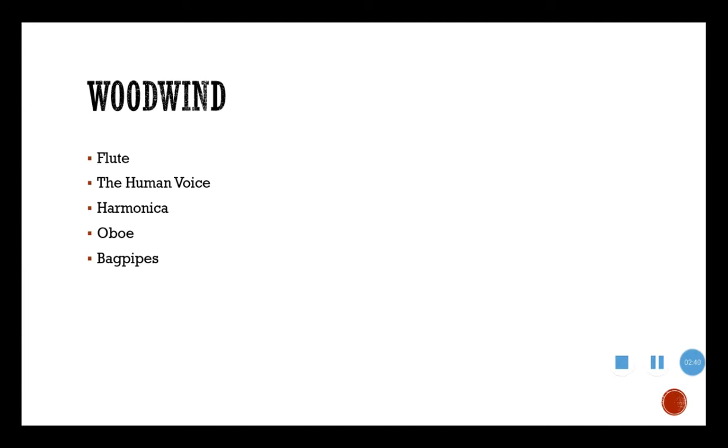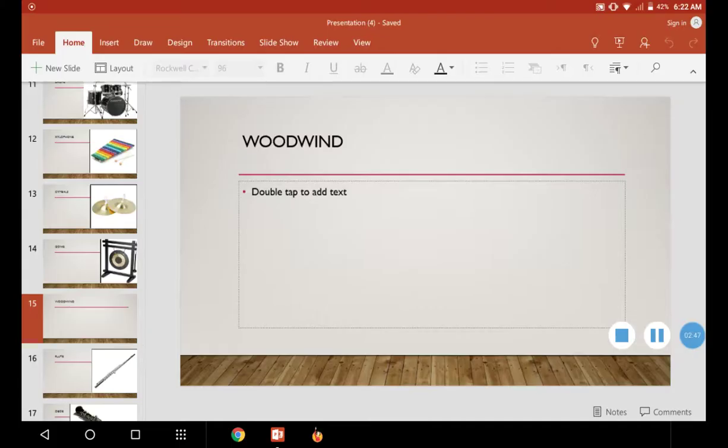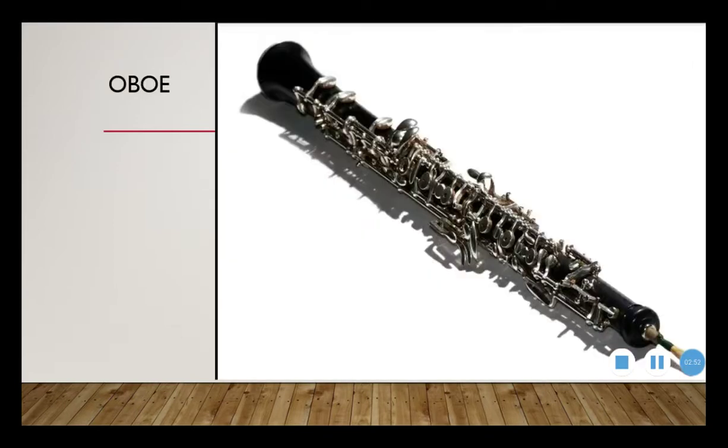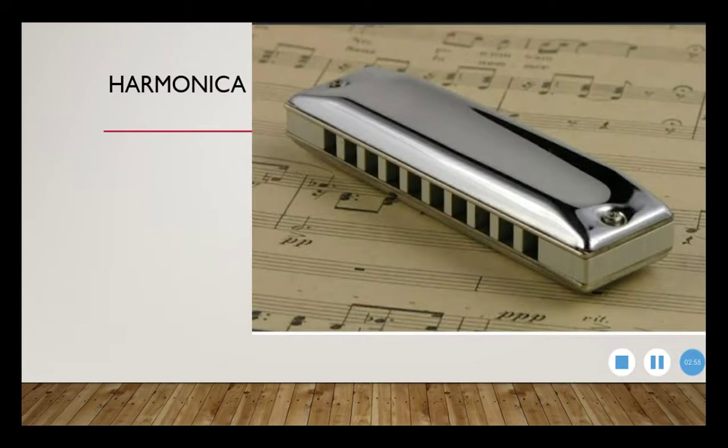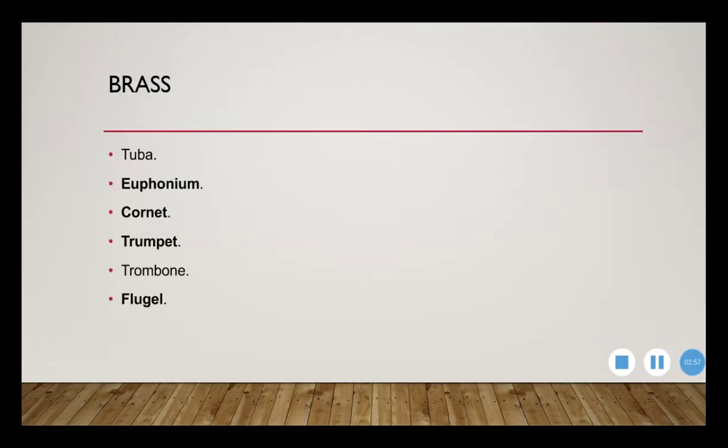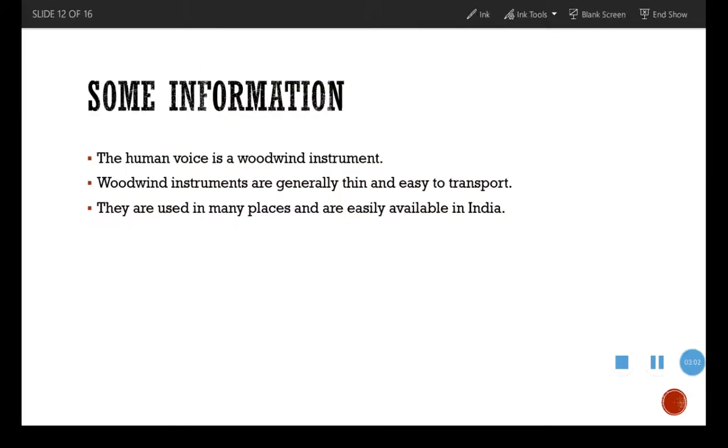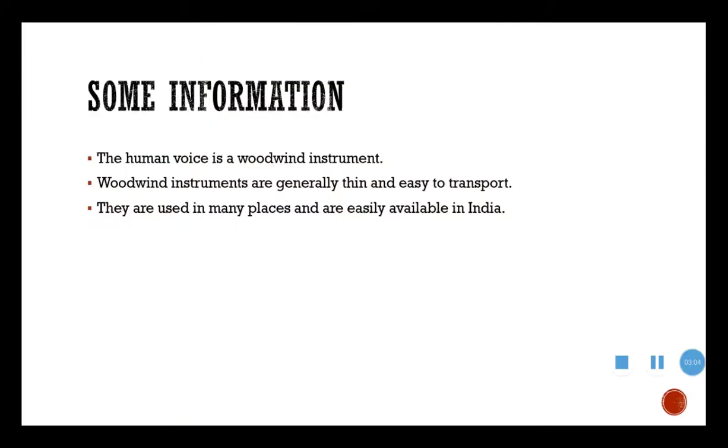So now, for the woodwind instruments, you have the flute, the human voice, the harmonica, the oboe, and the bagpipes. Okay, so now for the pictures: the flute, the oboe, the bagpipes, the harmonica, and the human voice. Some information about these. The human voice is a woodwind instrument, in case you didn't know. The woodwind instruments are generally thin and easy to transport. They're used in many places and are easily available in India.